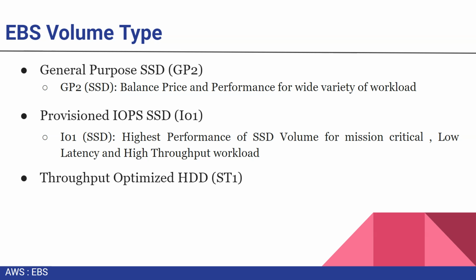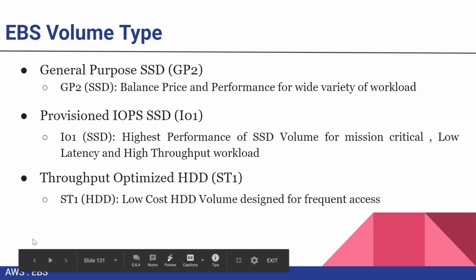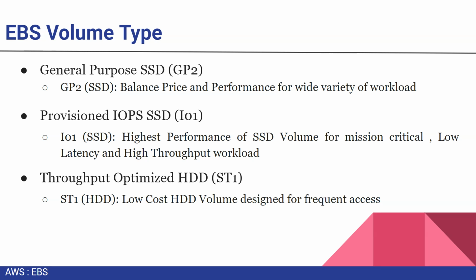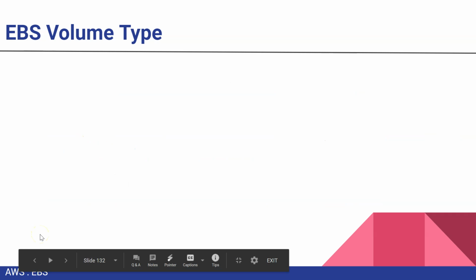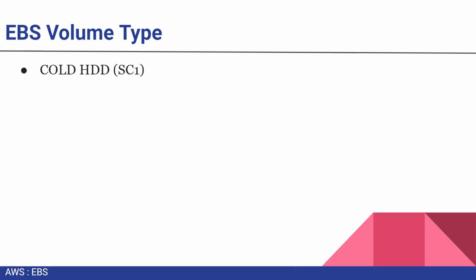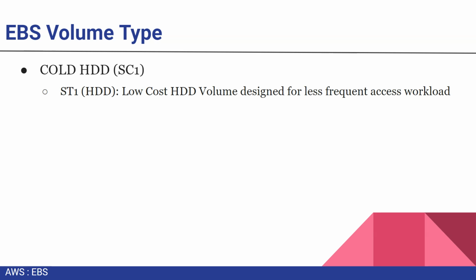Then throughput optimized, this is a hard drive, ST1. It's a low cost HDD, low cost compared to the SSD, and designed for frequent access. The next volume is the cold HDD. This is a cold hard drive, code SC1. It's a low cost HDD volume designed for less frequently accessed workloads.